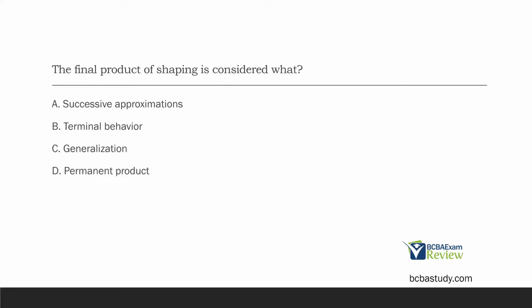And the final product of shaping is considered what? I included this because when I use this term, sometimes people don't know what I'm talking about, and that's an issue because this is the technically correct term for what we're trying to achieve with shaping. So A, successive approximations. Obviously, we're reinforcing successive approximations, but through the reinforcement of successive approximations, what are we trying to achieve? We're trying to achieve B, a terminal behavior. The terminal behavior is going to be the final product.